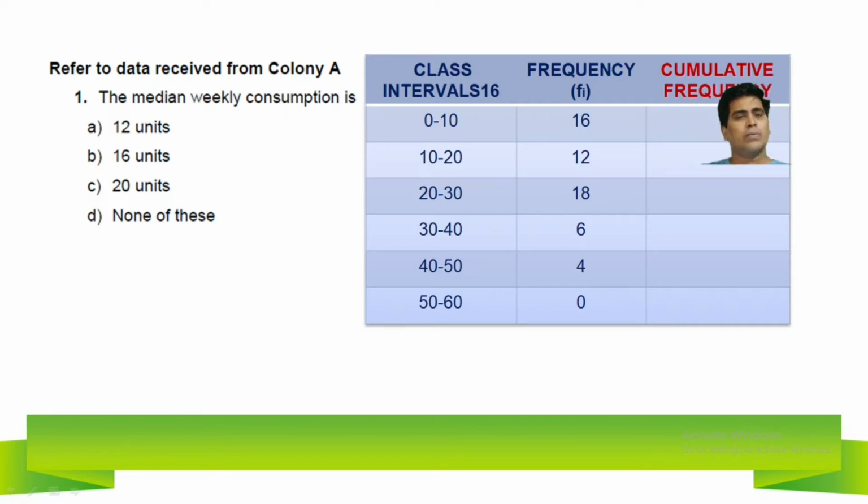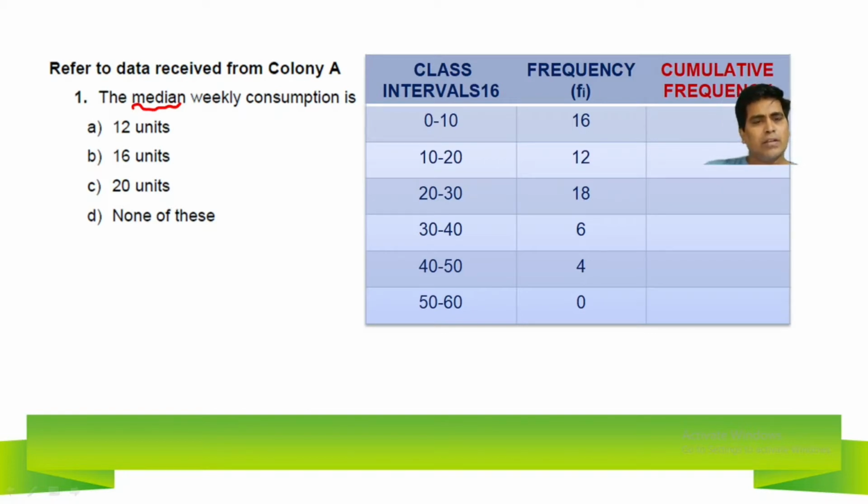So in this table, what is being asked? The median weekly consumption is clear. The question is very clear that you have to find the median for table number 1. So to find the median, two things will come: how to find the median, and what is the formula. First, what is the formula?